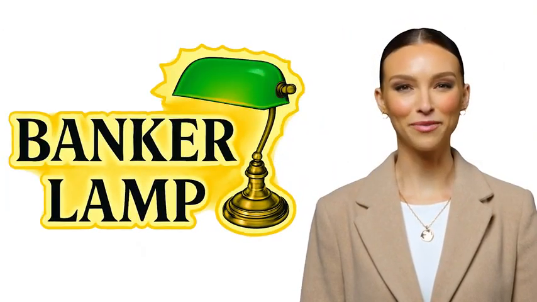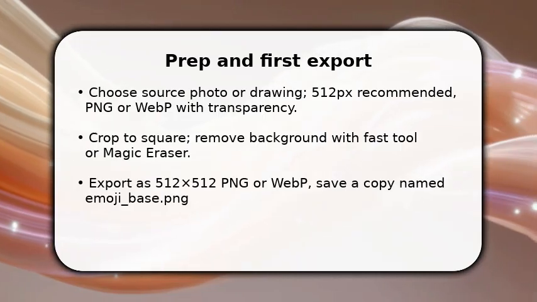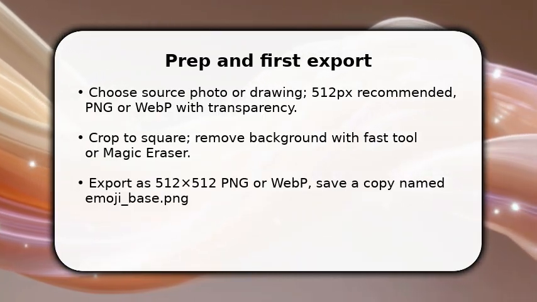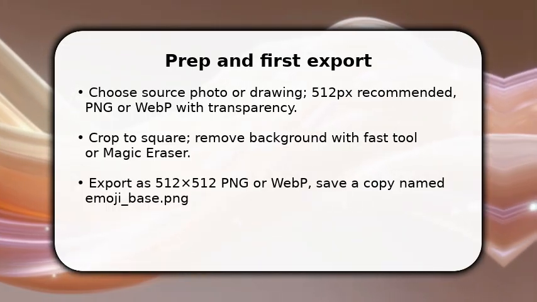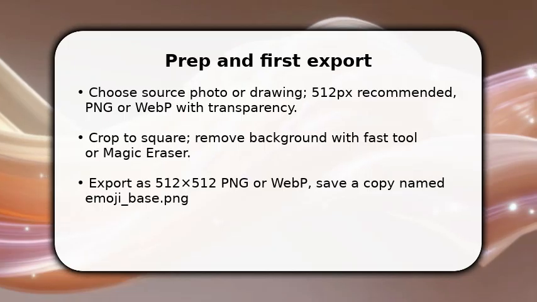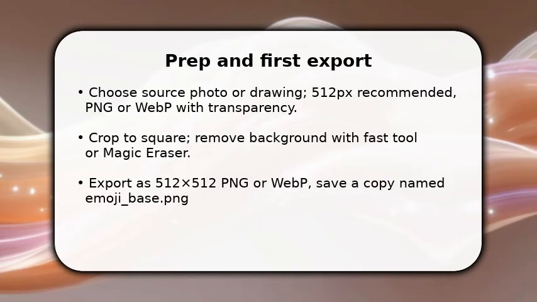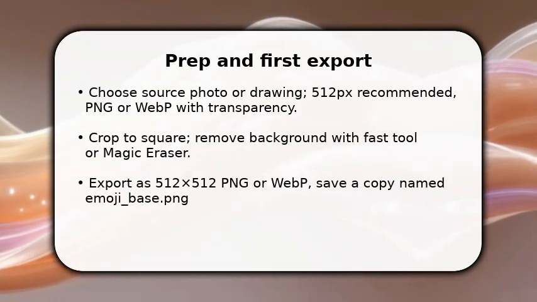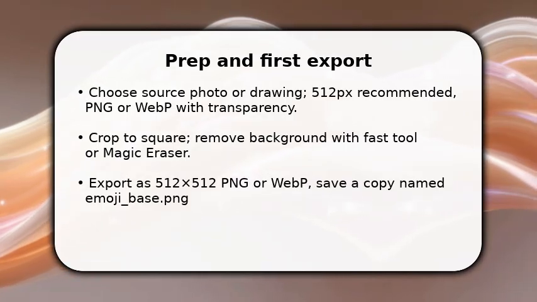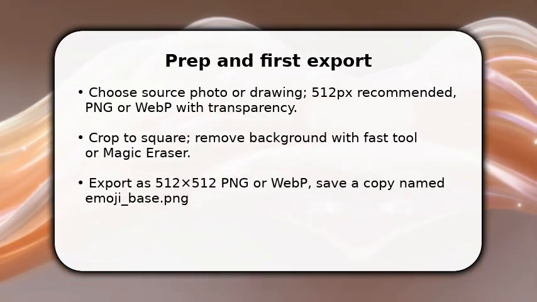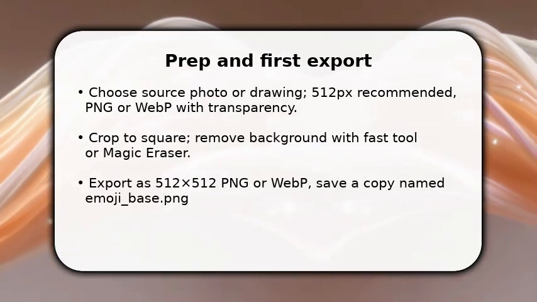Please enjoy the video. You start by picking the image you want to turn into an emoji and preparing a clean export. Open your editor, crop to a square, and remove the background so the subject floats. Once done, scale to roughly 512 pixels on the longest side because WhatsApp stickers perform best at that size. Export as PNG or WebP with transparency and save a master file called Emoji Base PNG, so you can tweak later without losing the original.